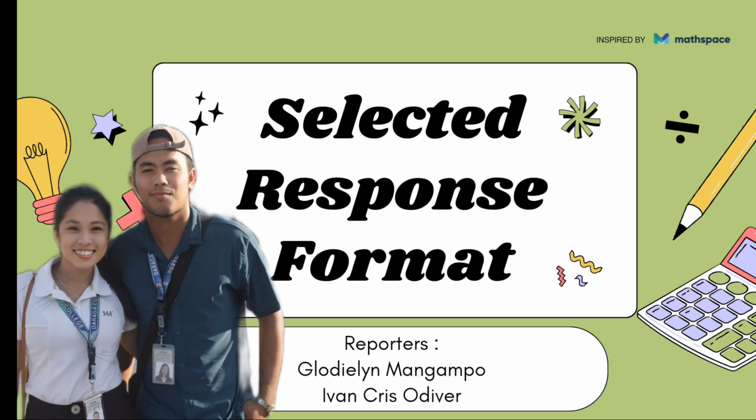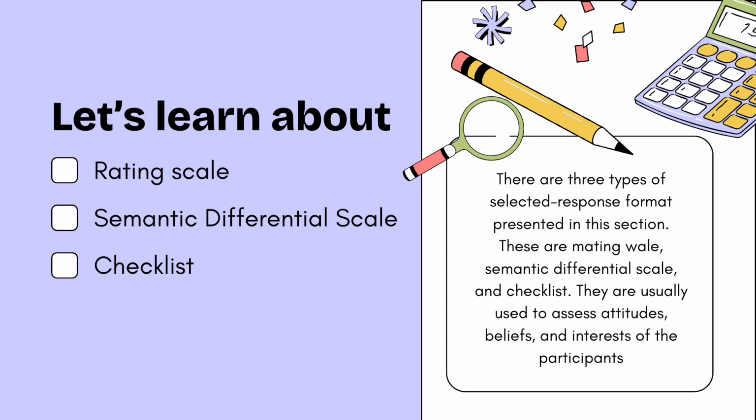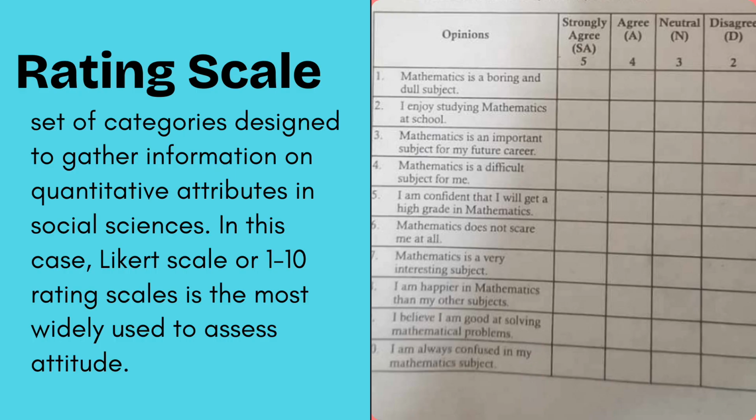Chapter 3, Assessing Effective Learning Outcomes, and this is all about the selected response format. There are three types of selected response format presented in this section. We will learn about rating scale, semantic differential scale, and then the checklist. Firstly, we have rating scale.